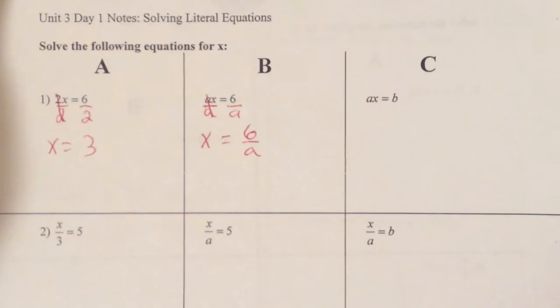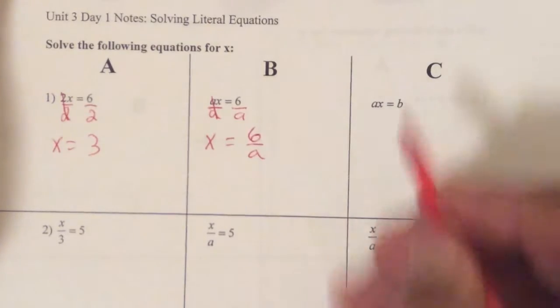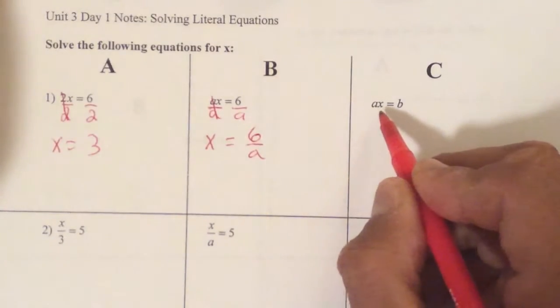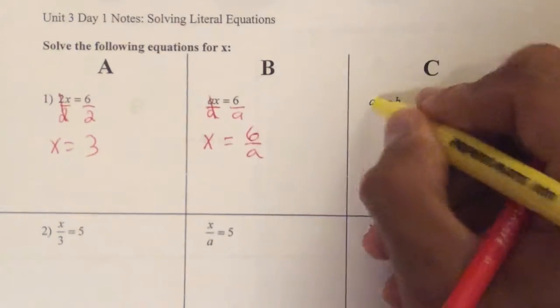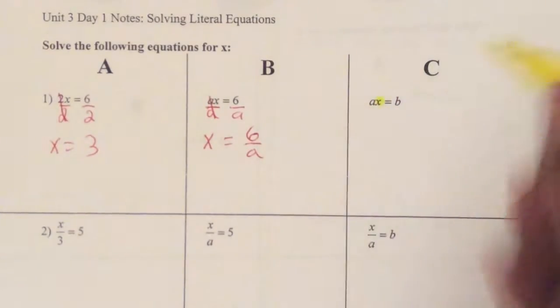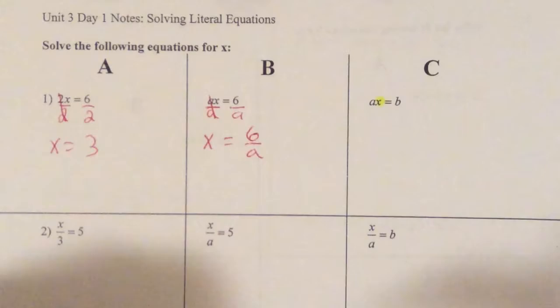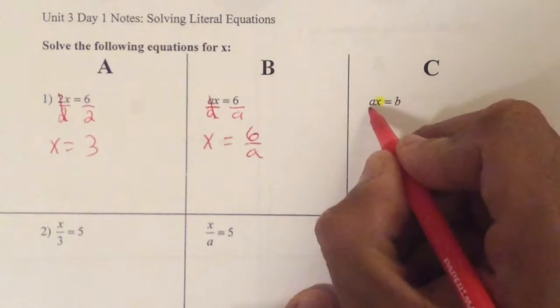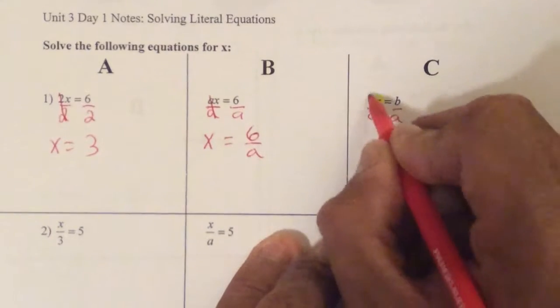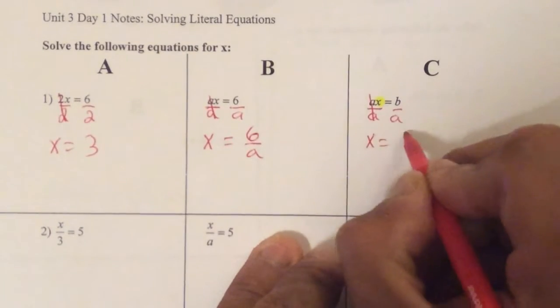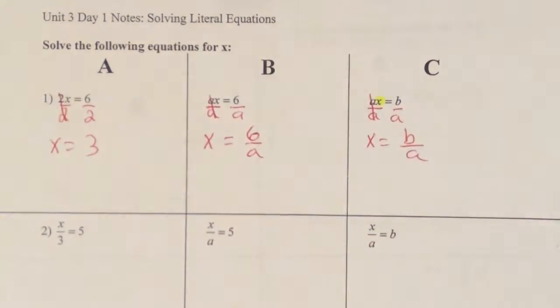Now, what if we have all letters? So our problem will be ax equals b. Remember, we are solving for x, so that means x has to be by itself. With that being said, to move the a to the other side, the opposite of multiplying by a is to divide by a. So x equals b divided by a.